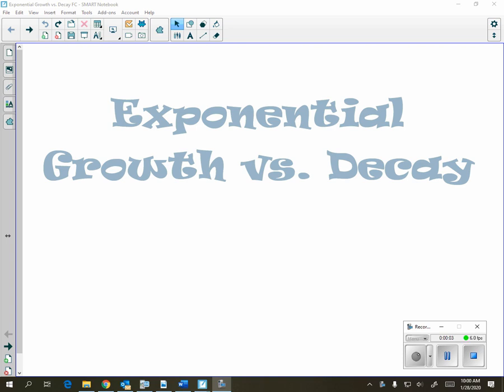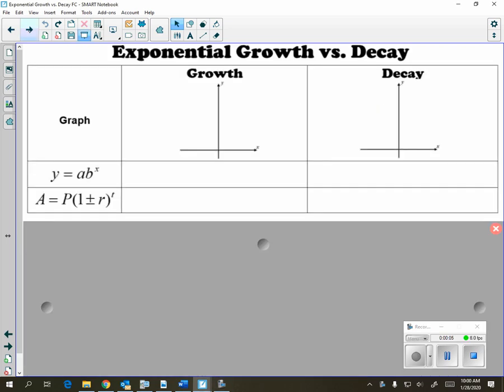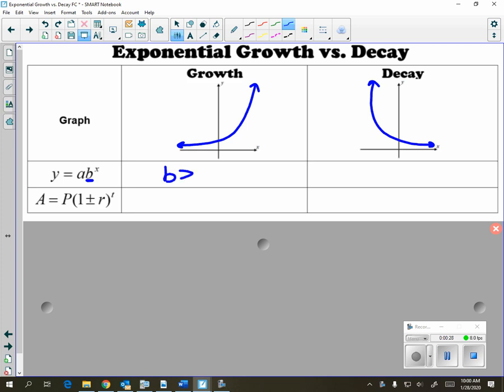Welcome to exponential growth versus decay. So we know that exponential growth is when you are increasing, and we know that exponential decay is when you are decreasing. We talked previously how you know that you're growing if your base, the b value, is greater than 1, and that you're decreasing if the base is less than 1.